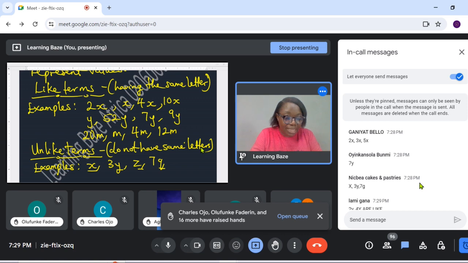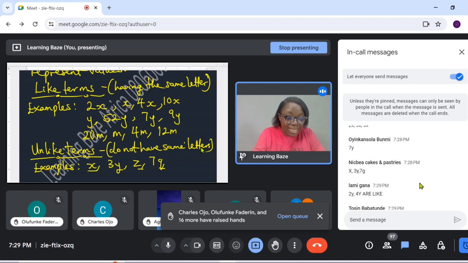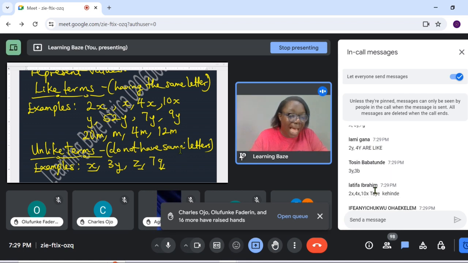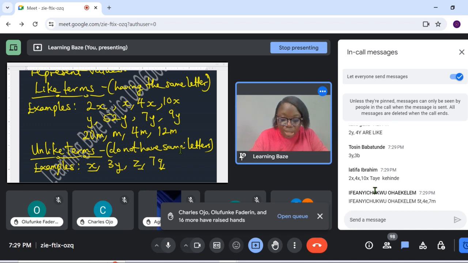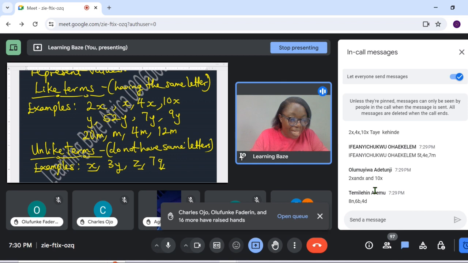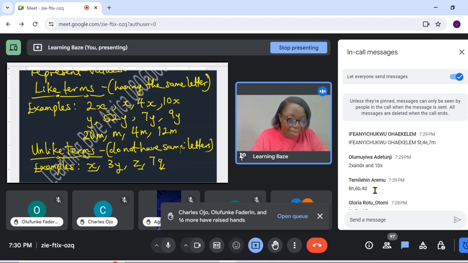X, 3y, 7g. Correct. That's correct. 2y, 4y are like terms. Yes, I need examples of unlike terms. 3y and 3b are unlike terms. Correct, Tosin Babatunde, you are correct. Taye Kehinde, 2x, 4x, and 10x are like terms. Ifeanyi Chukwu, 5t, 4e, 7m are unlike terms.